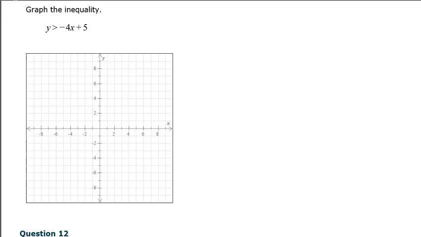Our next inequality: graph the inequality y is greater than negative 4x plus 5. We know since it's just greater than, we're going to use a broken line. And we always want to write this in slope-intercept form. It'll make it a lot easier in the long run. So our inequality is y is greater than negative 4 over 1 x plus 5. I put negative 4 over 1 because it reminds me that my slope is the change in the rise over the change in the run.